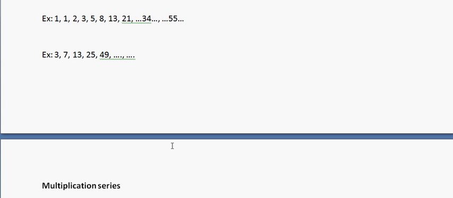The next series says 3, 7, 13, 25, 49, dash dash, right? So you have to find the missing two terms. It's again an addition series, so that's a hint for you. Try and solve it.